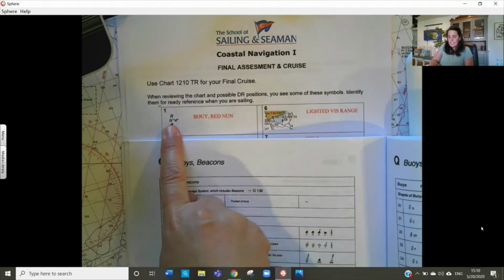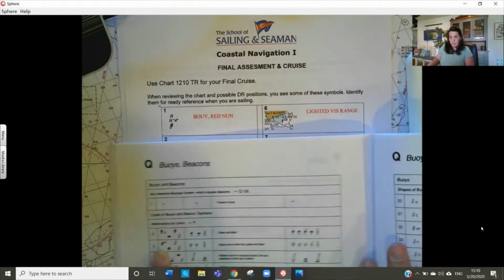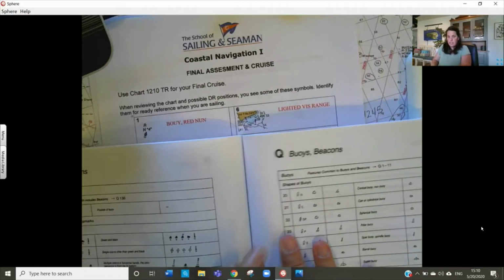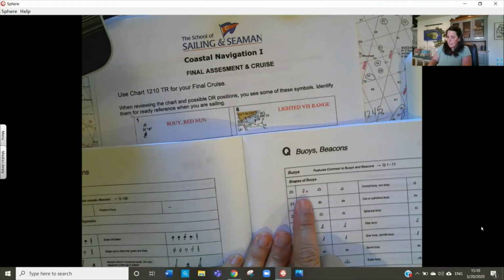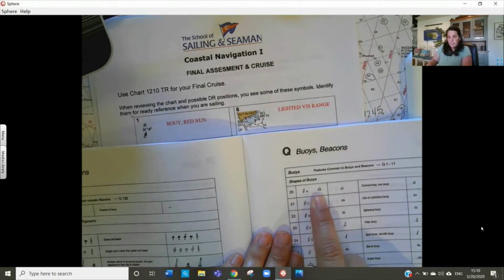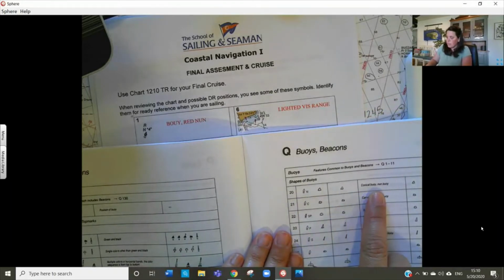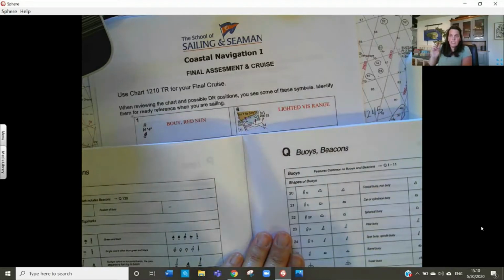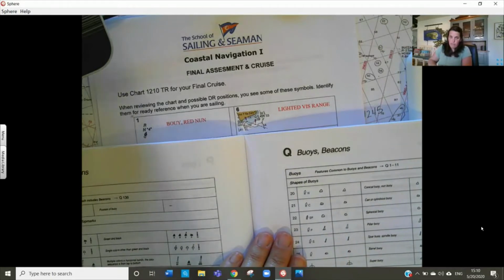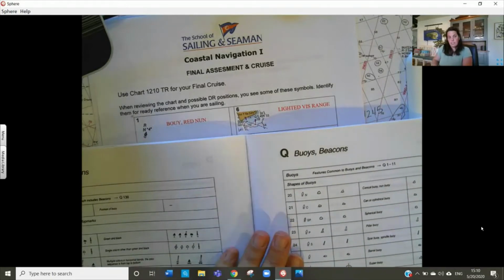Ours also has an N next to it. So on this side, I can see that an N next to the buoy tells me it's a conical buoy, or nun buoy. So that's the shape of the buoy. The quotes is what is physically on the buoy. So it physically has the number 4. So that's number 1.